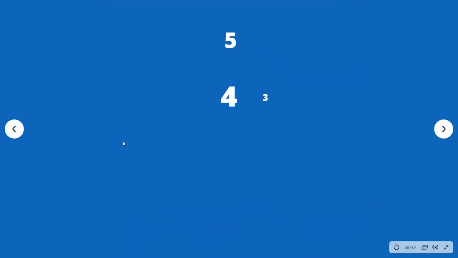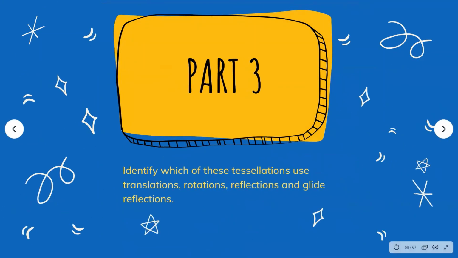Last is the third question. Identify which of these tessellations use translations, rotations, reflections, and glide reflections. And here are the figures.